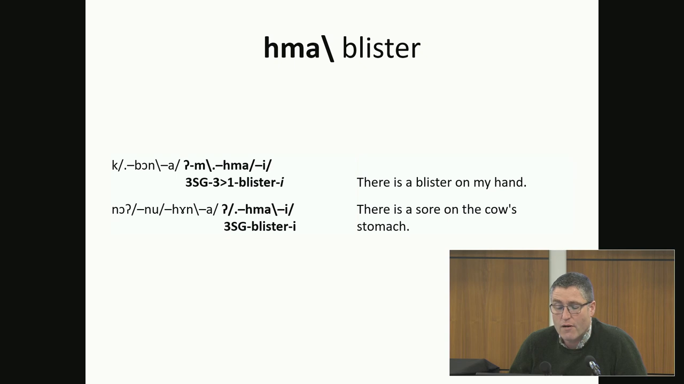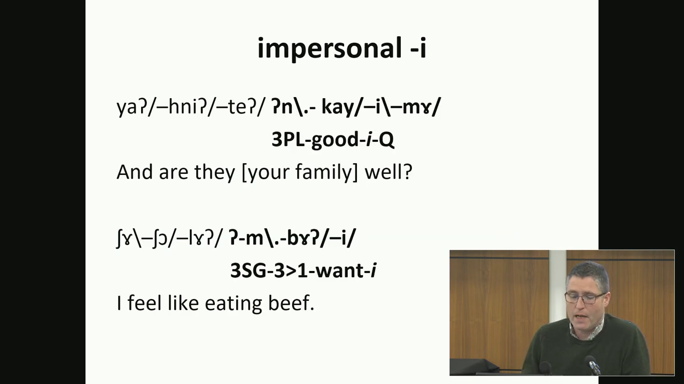after the event. So there is a sore on the cow's stomach. On the cow's stomach, that's the first constituent, and then it is blistering it. So third to third, there's no need to mark the object. So the blister is blistering the cow. Sort of impersonal e. So kai is to be good, and kai is to be well. Yeah. But means something like want, and but e means I feel like. So it is wanting to me, yeah.